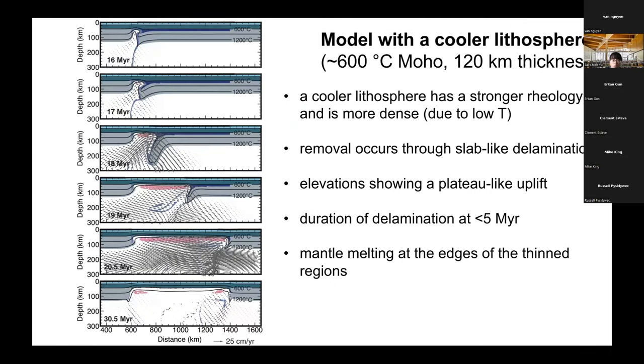If the lithosphere is cooler than the reference model, the lithosphere has a stronger rheology and high density. So this detachment is hard to deform and stretch, and the removal event looks like slab-like delamination. Peeling an entire lithosphere away from the crust in a short time, less than 5 million years, will cause high and flat elevations. And this elevation looks like a plateau-like uplift. And the mantle melting at the edges of the thin regions is associated with the edge-driven convection.